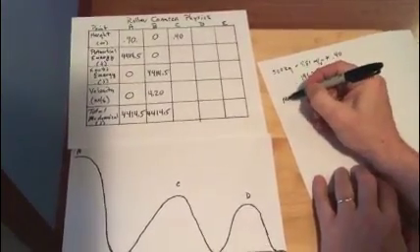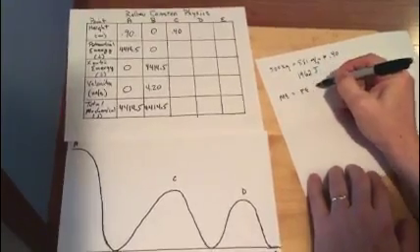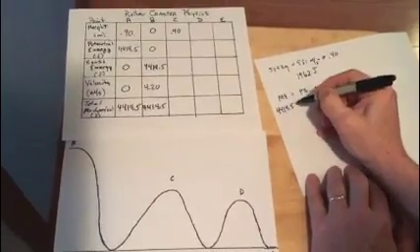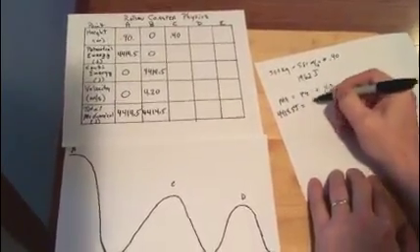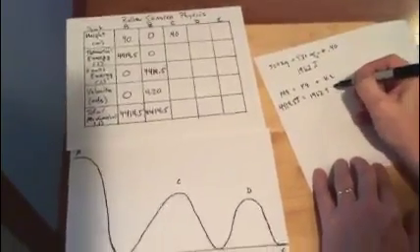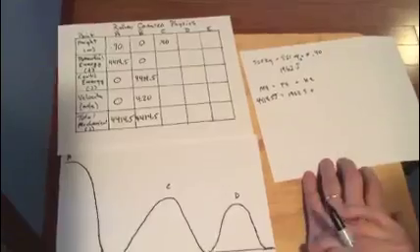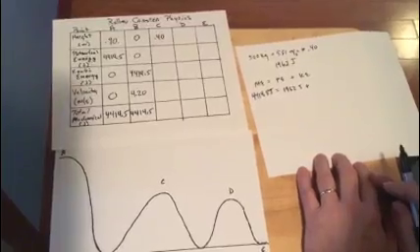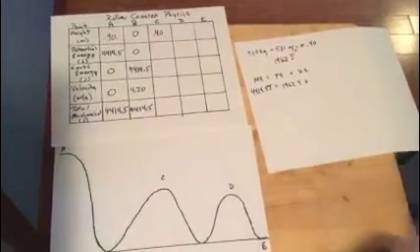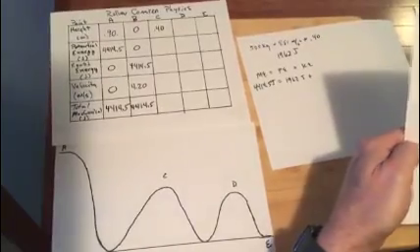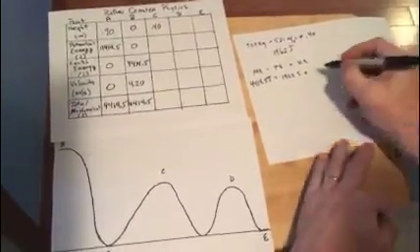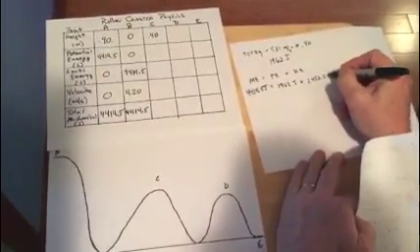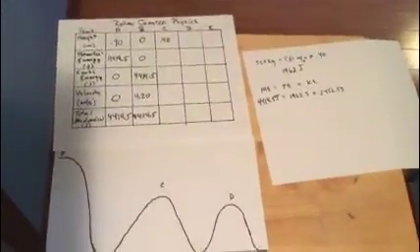Okay, so now we know that ME equals PE plus KE. We know that ME is 4414.5 joules. We know that PE is 1962 joules. So now we've got to find out what KE is. We're just going to subtract that from that, and we get 2452.5 joules.